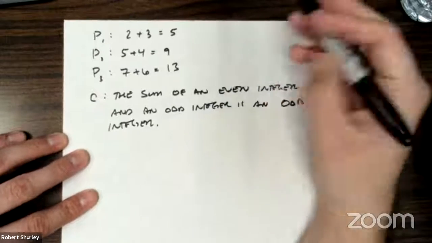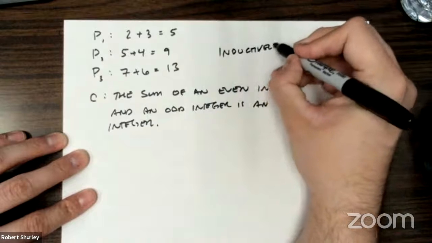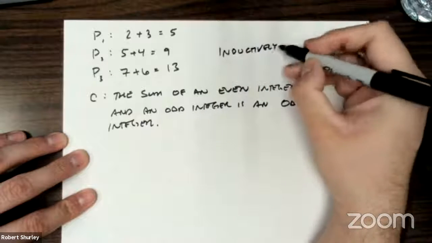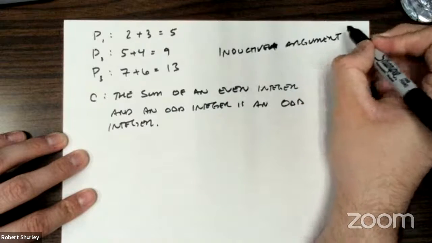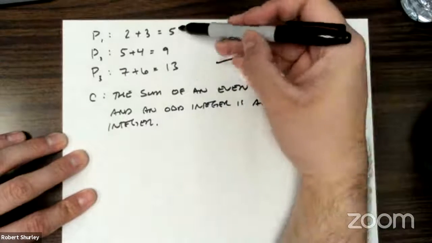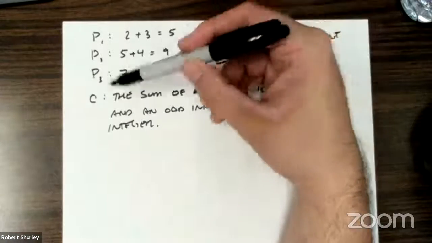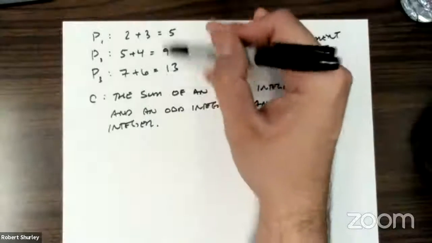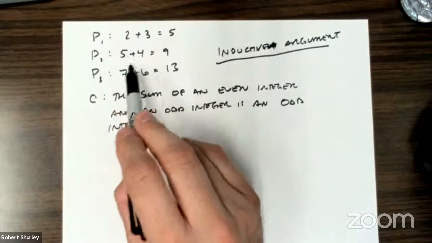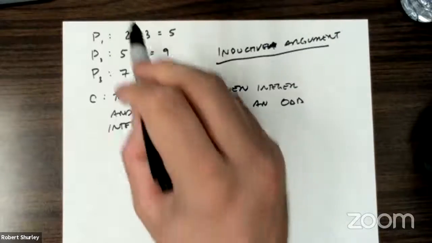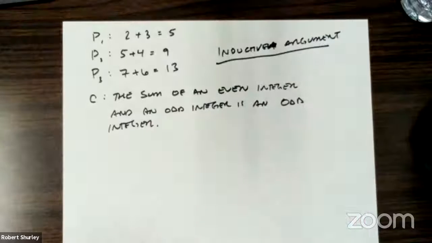This is clearly inductive reasoning, right? I think they even kind of state that to begin with, but this is clearly an inductive argument, okay? Your book uses the word argument. This is an inductive argument because these three premises are examples, right? 2 plus 3 was 5, 5 plus 4 is 9, 7 plus 6 is 13. These are examples of an even integer, here 2, 4, 6, and an odd integer being added to it, and it equaling an odd. So there's just 3 examples of it.